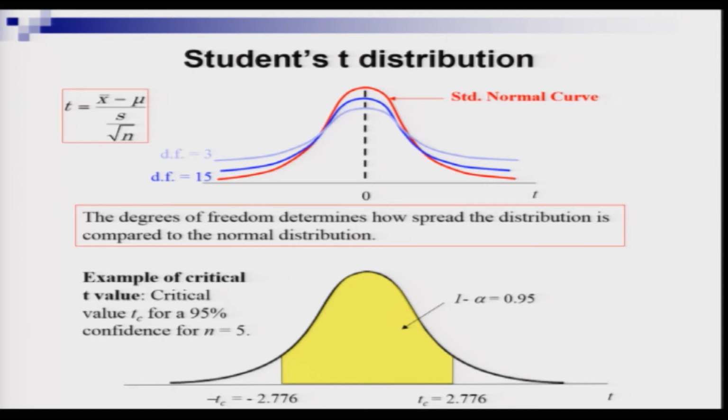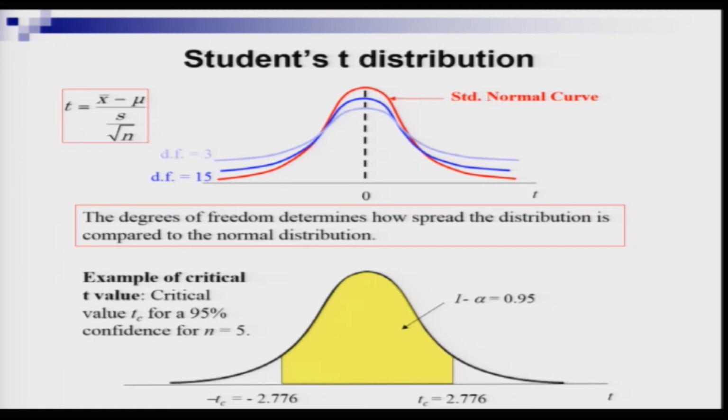So, remember that we have 1 minus alpha equal to 0.95. That area is given by the yellow colored area, and that is bounded by two different critical values, minus Tc and plus Tc, and we have to figure out these threshold values minus Tc and plus Tc from the student's t table. Now, how to actually find these values?